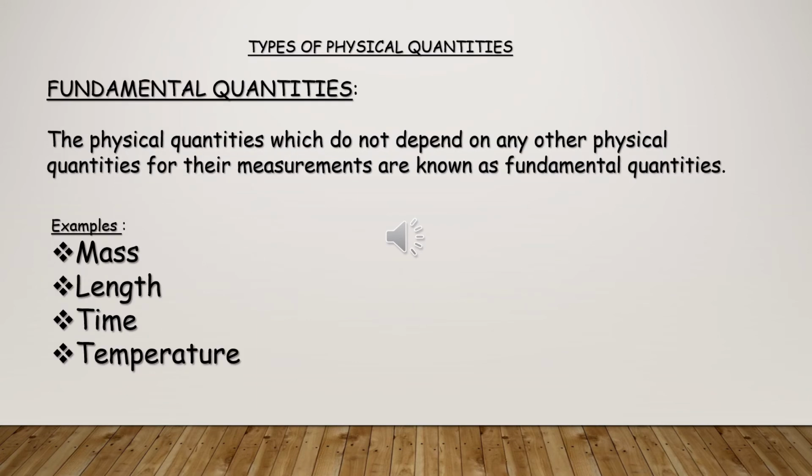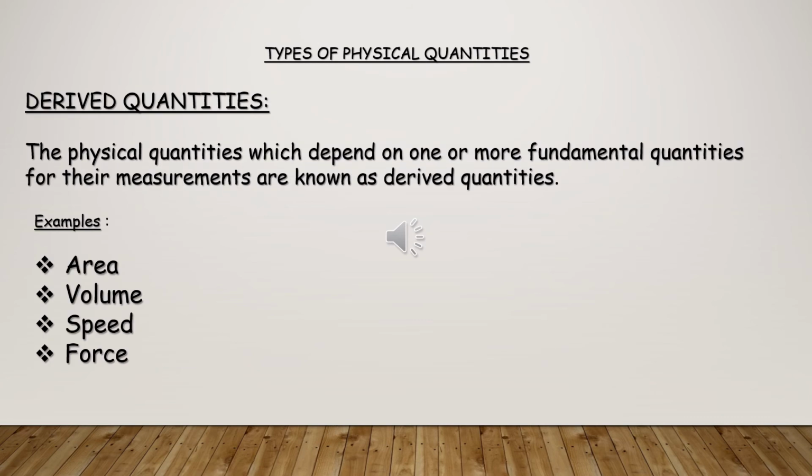The first quantity that we are going to discuss is the fundamental quantity. The physical quantities which do not depend on any other physical quantity for their measurement are known as the fundamental quantities. They are self-sufficient for their description. For describing the mass we don't require any other quantity, for length we don't require another quantity, and the same is for the temperature. They can be easily described by themselves.